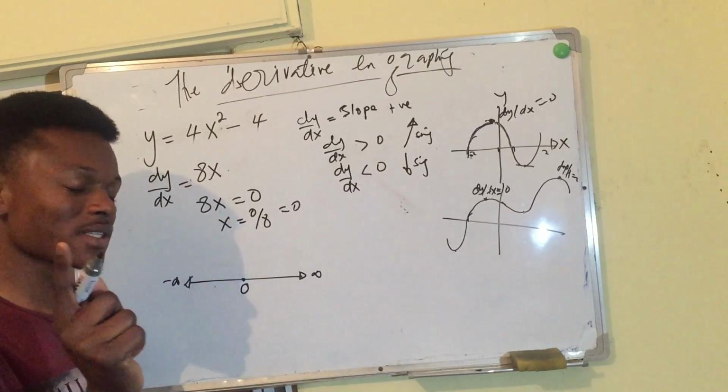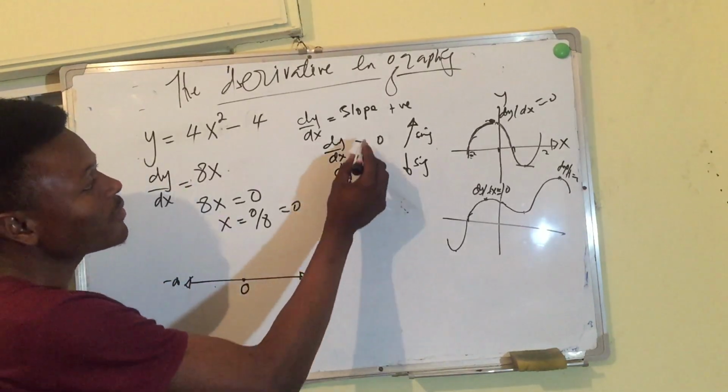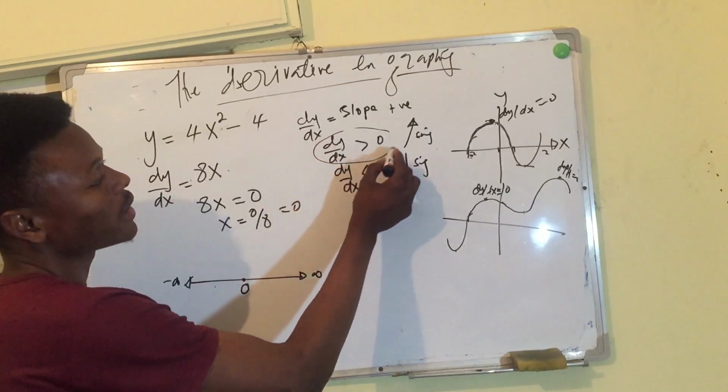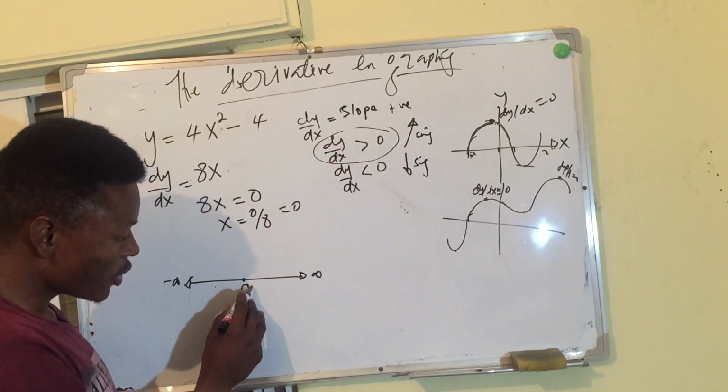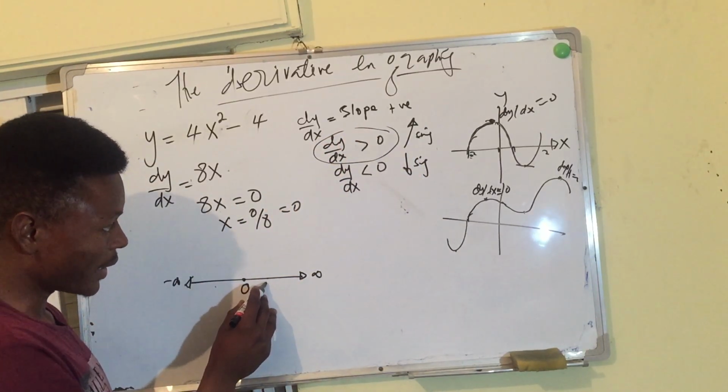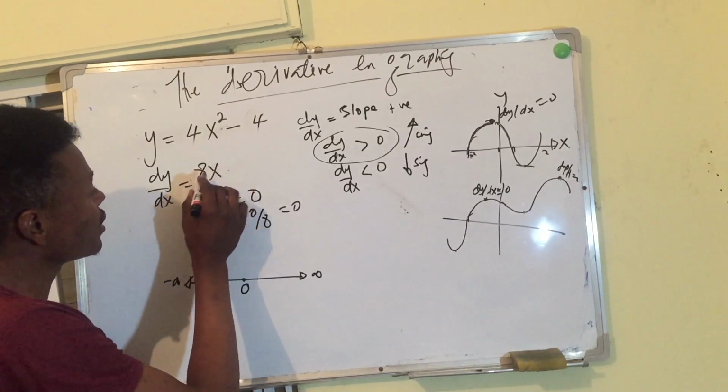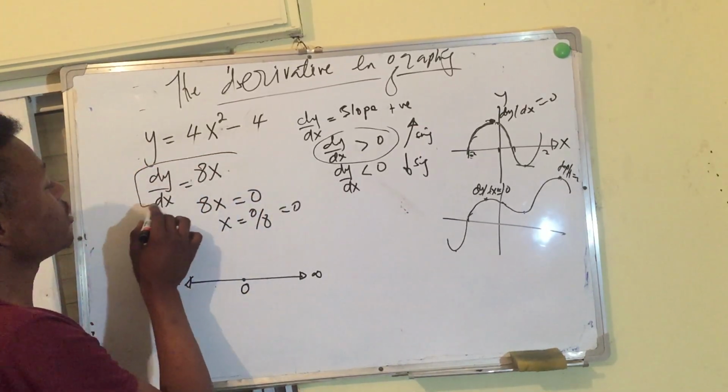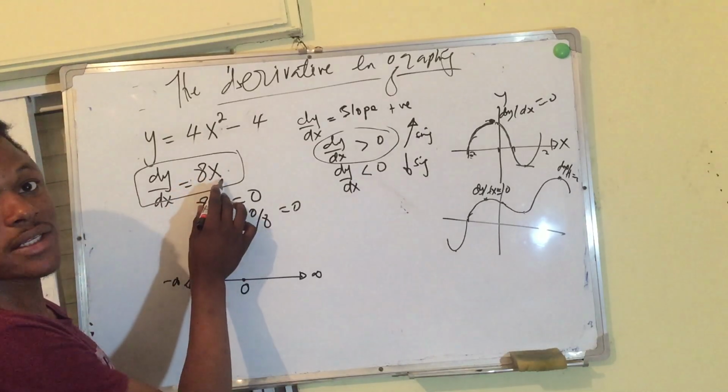Let us try to test any number. Mun ce if dy dx is positive, so yana increasing. So let us try any number that is greater than 0. Let us say 1. Mu sa 1 cikin dy dx ɗinmu. This is our dy dx. Let us substitute 1 for x.